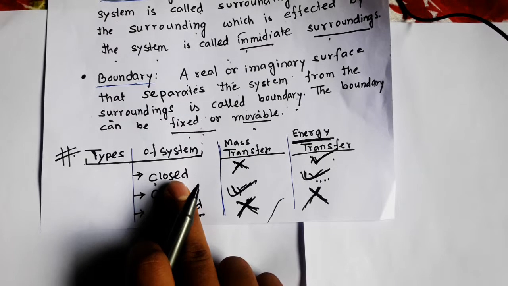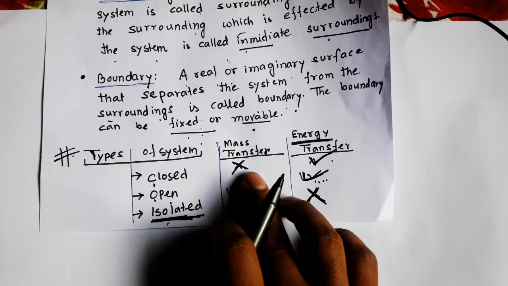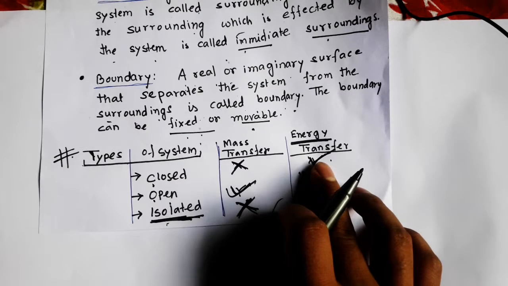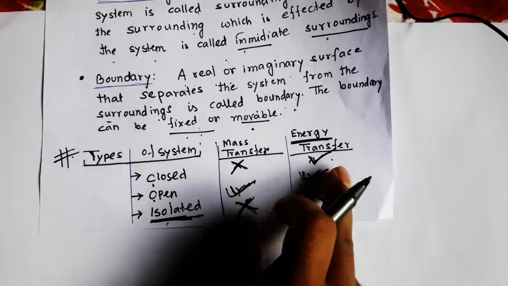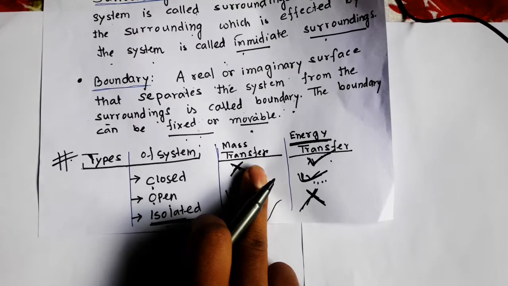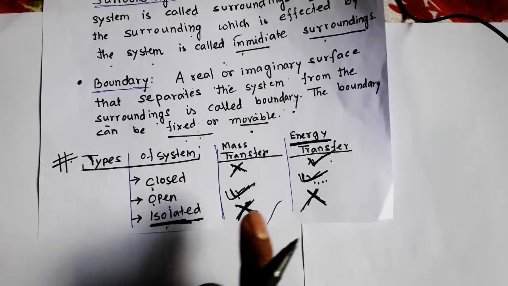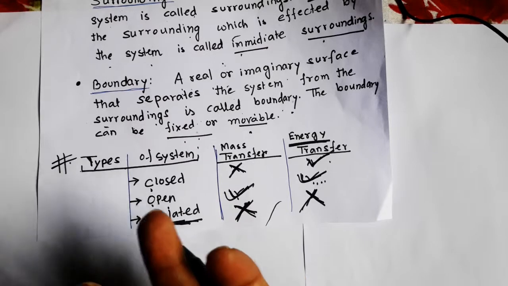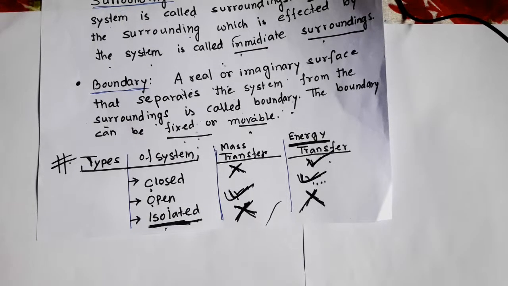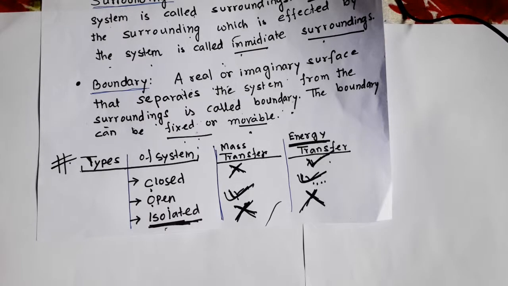Now closed system. If I put a plate on the top of the cup, then what will happen? Mass can't transfer in that case, but still energy will be transferred in the mode of heat. So heat is transferring but mass can't transfer here. So this is the example of closed system. Now what is isolated system? In isolated system, mass and energy both can't transfer. Suppose I take an example of a thermoflask, in that case mass is fixed and energy, that means heat, can't transfer from inside to outside. So this is the example of isolated system.